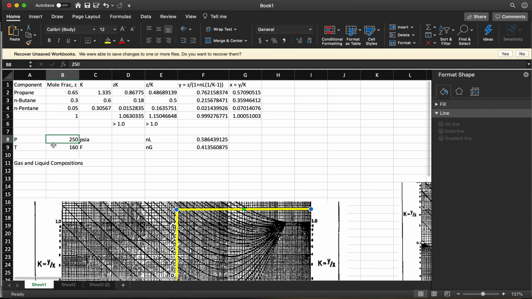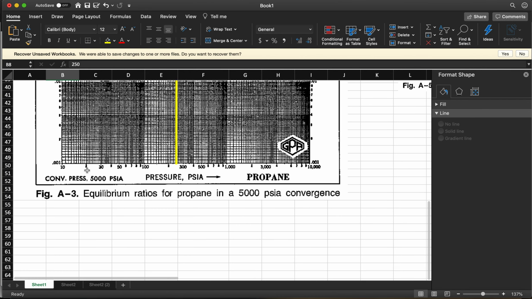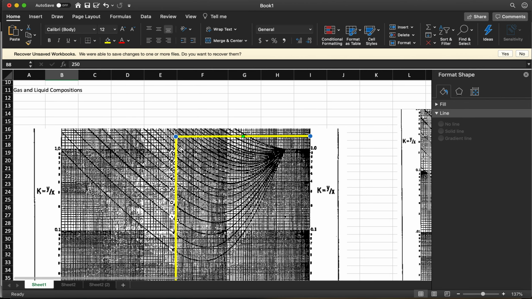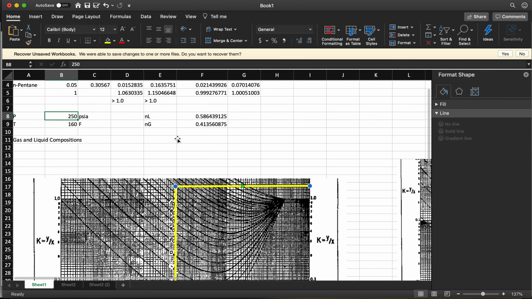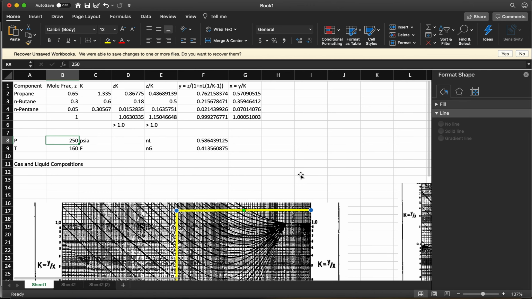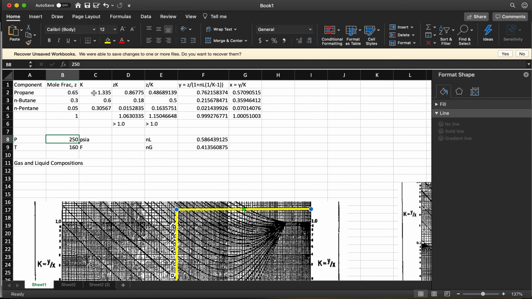So we would go to 250 psi, which is roughly in here. These tables are really bad to read. And this would be the 160 Fahrenheit line in here. We would come over and read a K value of about 1.335, close enough. It's really hard, you can't read it to within accuracy much better than a tenth.